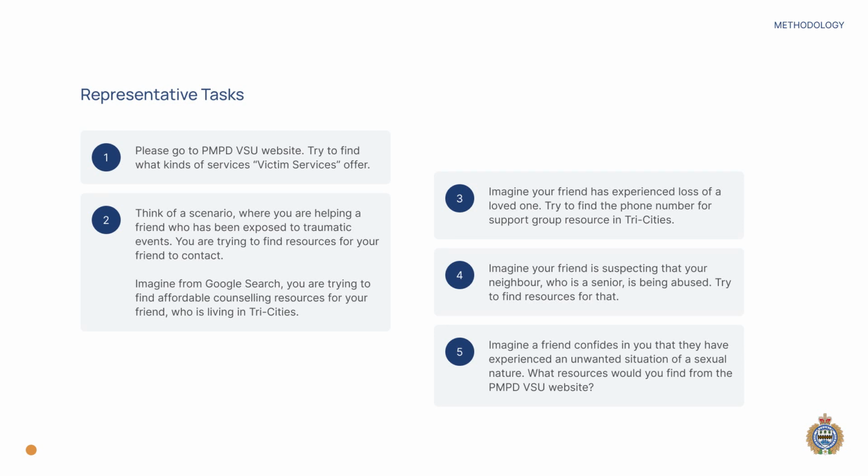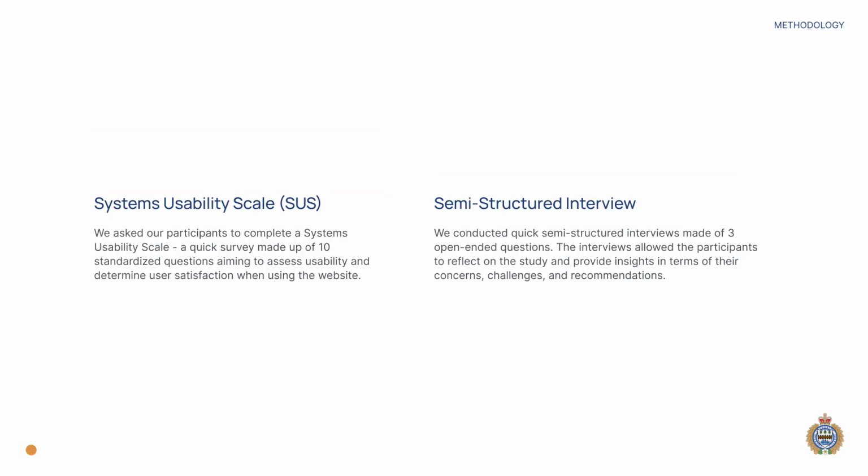Here are the 5 representative tasks. The first 2 tasks are focused on measuring accessibility, or how discoverable the web pages are from external or internal searches, and the last 3 tasks are catered to measuring usability and UI design features. For quantitative data, the participants also completed the SUS, specifically for the usability construct. Finally, semi-structured interviews were conducted to gain deeper insights into the participants' concerns and suggestions.